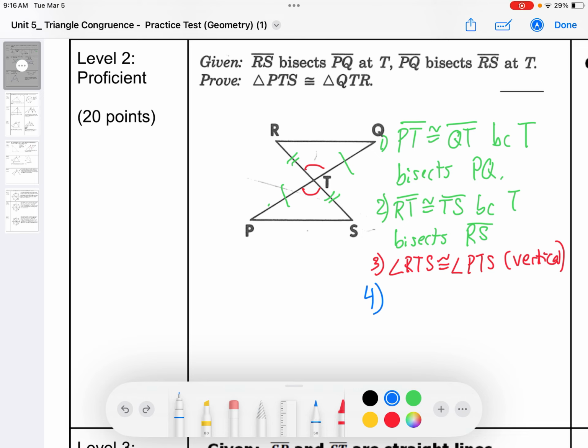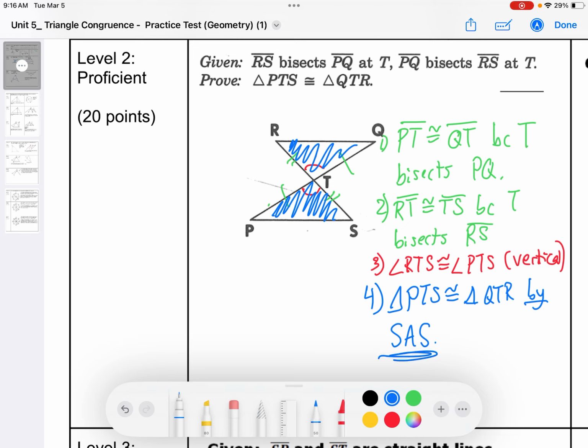Okay, so the conclusion is triangle PTS is congruent to triangle QTR. Actually, I guess we'll use the phrasing that's right up here. That's safe. And that's because both of those triangles share that common side, angle, side pattern. So we'll say by SAS. Got to cite that part. Very important. By SAS.